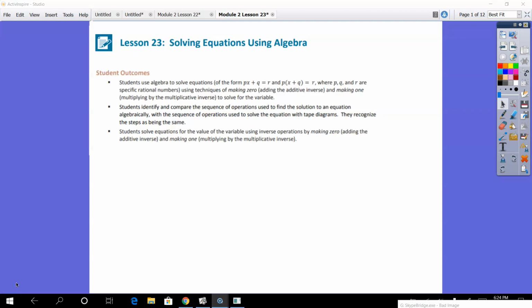So using the additive inverse and the multiplicative inverse, which we said was also multiplying by the reciprocal. So we're going to be continuing to look a little bit with the tape diagrams at them and seeing how it works visually as well as algebraically.